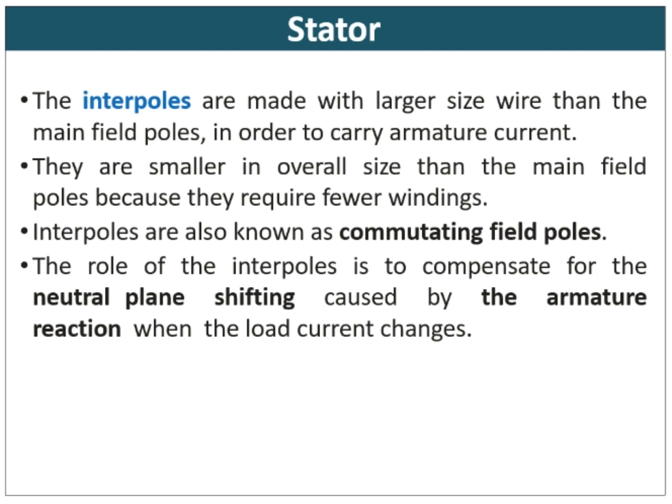And also the pole size is smaller than the field poles. The wire thickness is larger because they will carry a larger current than the armature windings. So these interpoles are sometimes known as commutating field poles.